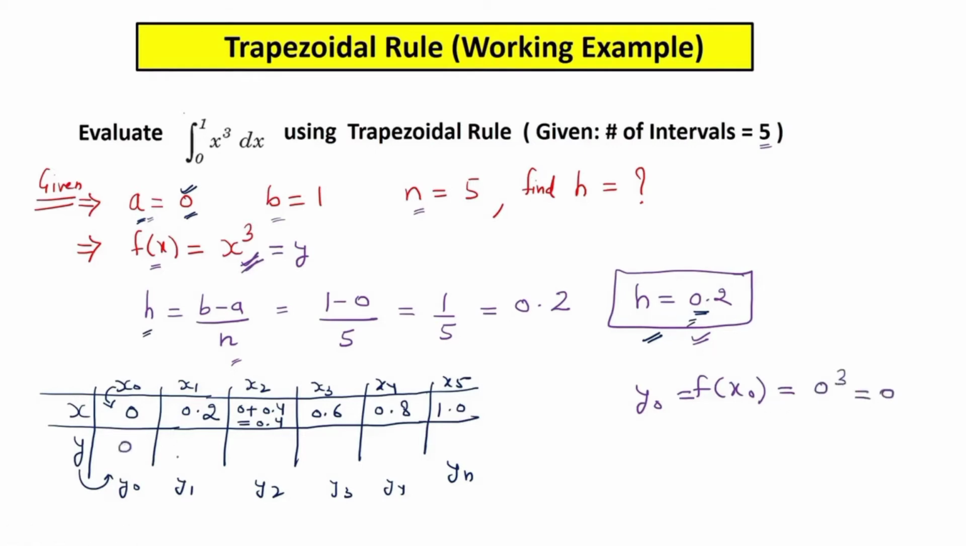Okay, now we have to find y1. y1 means the function value at 0.2. So 0.2 cube will be 0.008. Likewise, we can easily find the values of y2 to the last, yn.